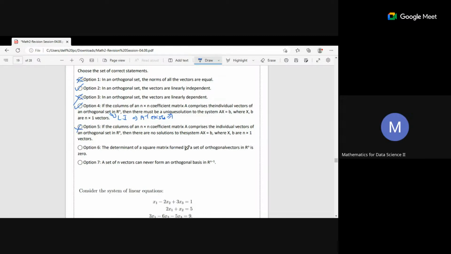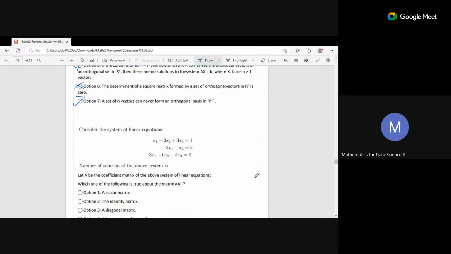The determinant of a square matrix formed by a set of orthogonal vectors in Rn is 0. It is non-zero, right? Yes, ma'am. Because with the same argument, if you have an orthogonal set as a square matrix, the columns or rows are linearly independent, so the inverse exists. It means the determinant is non-zero. A set of n vectors can never form an orthogonal basis of Rn minus 1. Yes, true. Correct. Okay, fine.